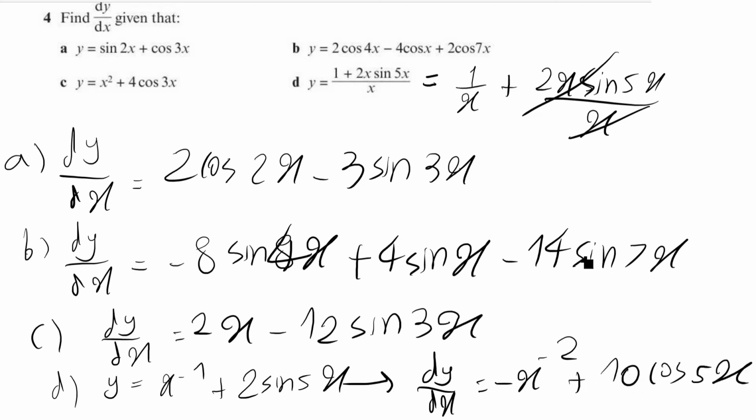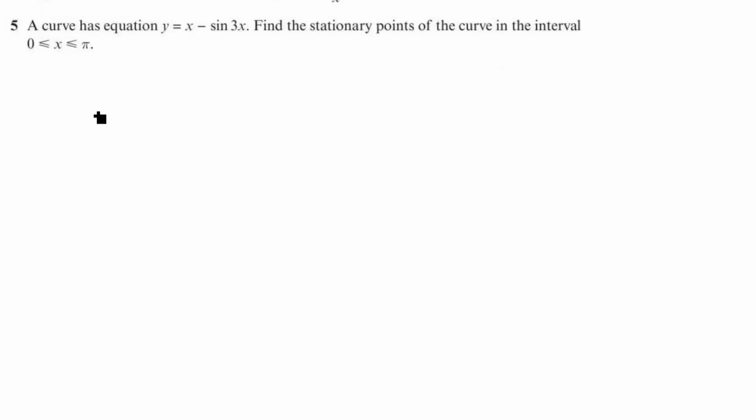Okay. And finally, the last question is question 5, which is a bit different and maybe slightly interesting. A curve has equation y equals x minus sine 3x. Find the stationary points of the curve in the interval x is between 0 and pi. The first thing we need to remember is that the gradient at a stationary point is equal to 0.